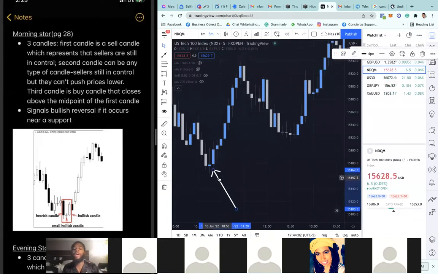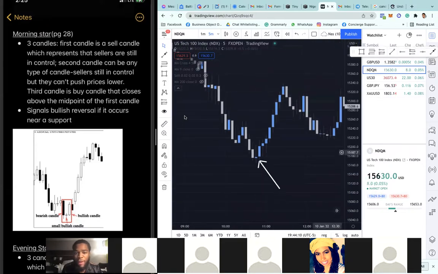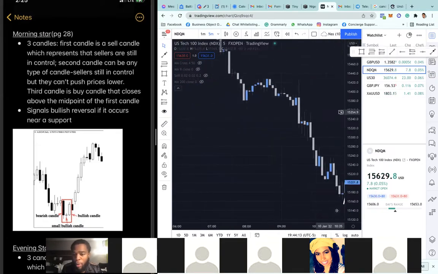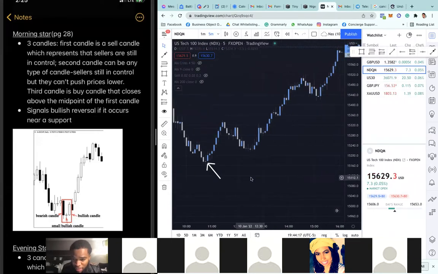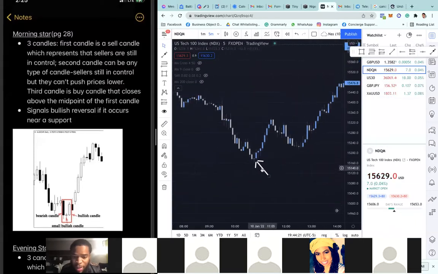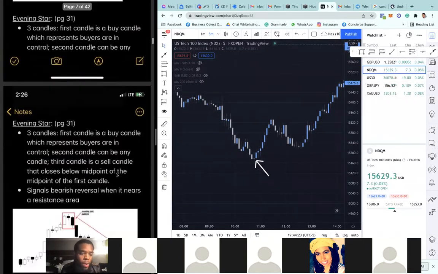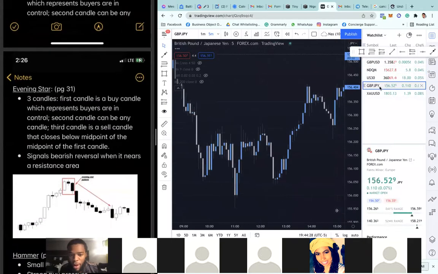Think of it like good morning: I'm waking up, I'm rising into the evening, I'm going up. Now on the reverse side, I don't know if I can find one off the top, but you'll also see an evening star. An evening star would be the same thing, but obviously upside down. You see the same type of action, but flipped. Let's see if I can find one on a different pair.